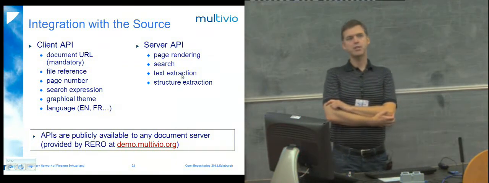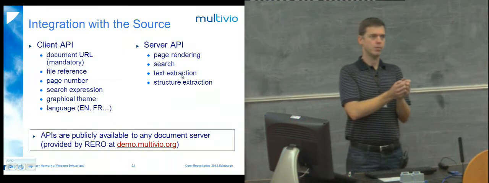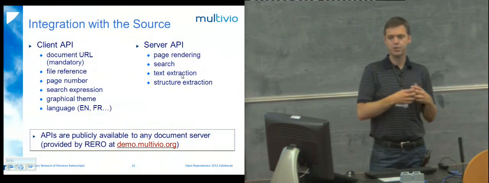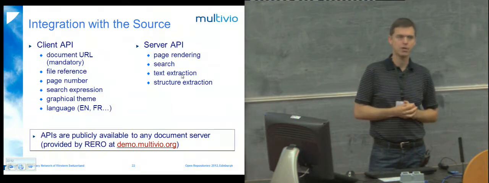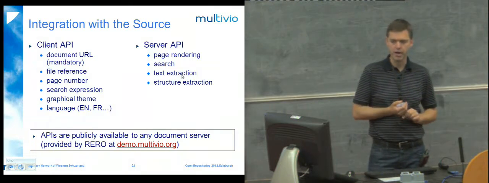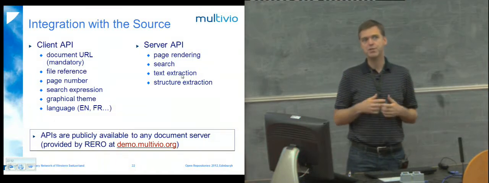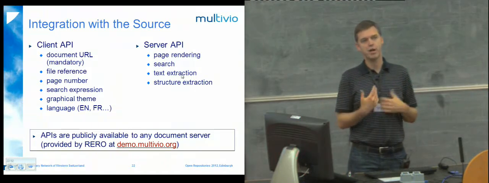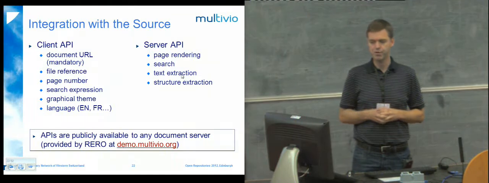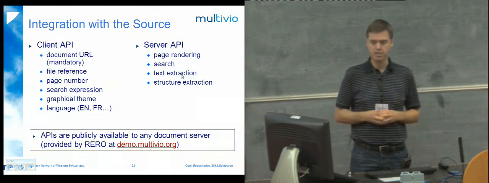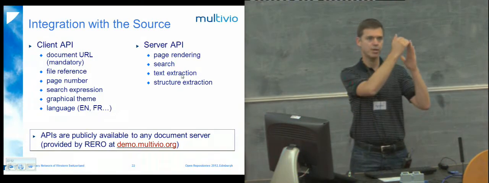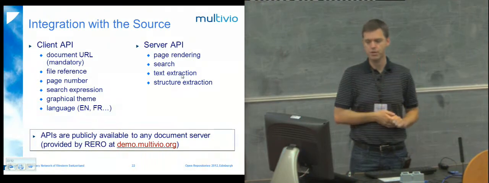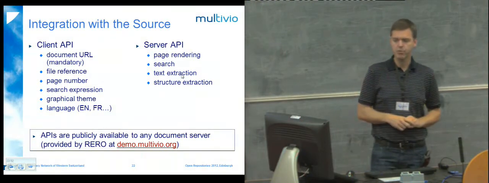There's a client API, so if you want to include the Multivio interface in your site, you can call it using different parameters. Of course, one of them is mandatory, which is the URL. A file reference, if your document contains several files, which one you want to show first. The page number, also you can say which page number to show first. The search expression, and this is going to make Multivio open with the search results shown to the user. The graphical theme, the language.